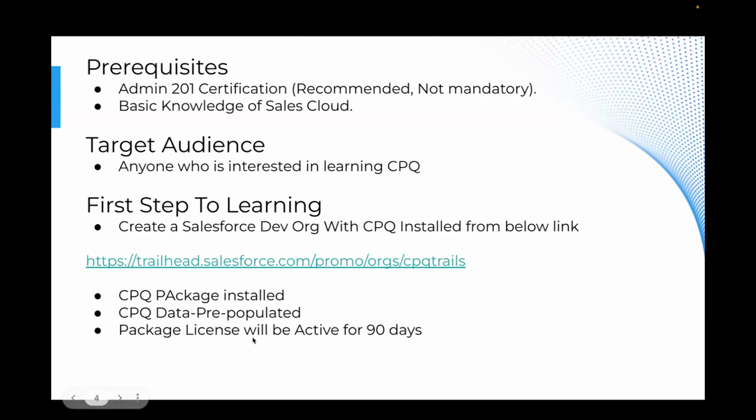Then the package license will remain active for 90 days. So once you create the developer org from the following link, the developer org will remain active for 90 days. After the 90 days, the CPQ package will expire. So after 90 days, you might need to create another org. So make sure before we start the session, or before we start the continuous session, you must have a developer org to play with. So try to create a developer org from this link.